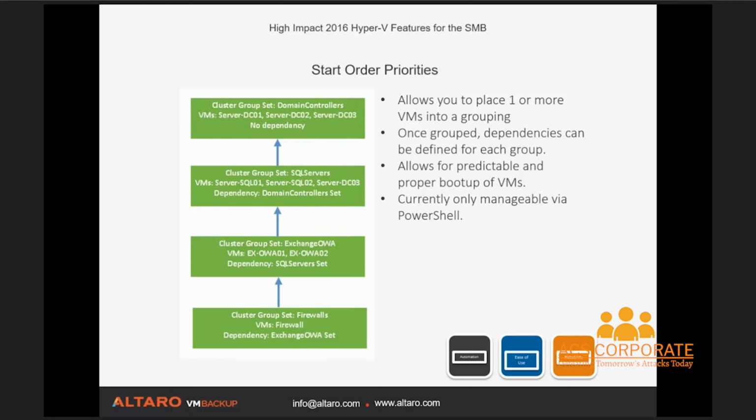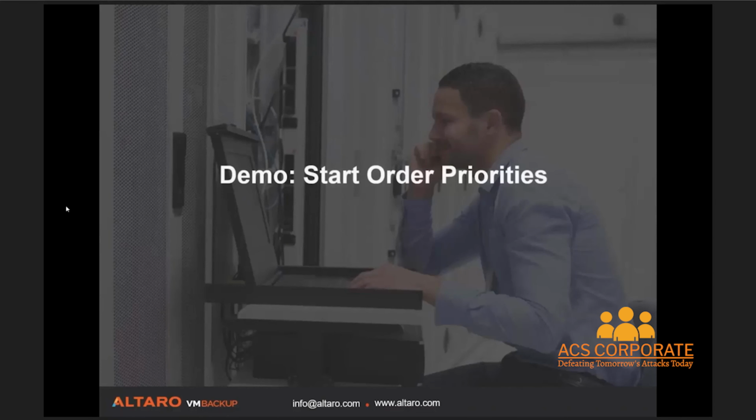So in this situation, if start order priorities are configured and Bob tries to start the wrong one first, start order priorities will actually ensure that those VMs are started in the correct order. Currently, this is only manageable via PowerShell. And when it comes to Microsoft, you're going to start seeing that in their release cadence. A lot of these new cutting-edge features are released in PowerShell only first.